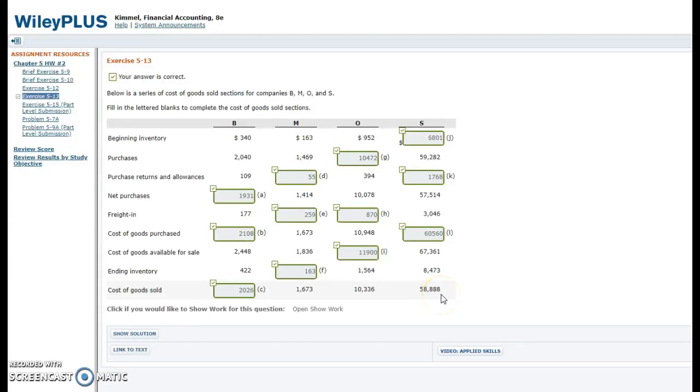Alright guys, so today's exercise I'm doing lesson 5-13. This one's actually not too bad, thankfully. It's just got a couple formulas and kind of logic you've got to use to figure it out.